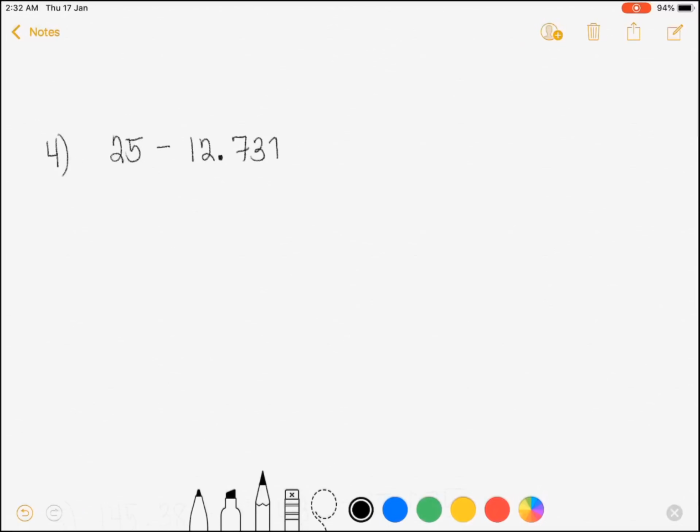So, this time we have 25 minus 12.731. So, ganun pa rin, align pa rin natin yung mga decimal point. But notice, napansin nyo yung 25, wala siyang decimal. So, isusulat natin, 25, and then dun sa baba, we have 12.731. And we have to subtract them. So, notice nyo, yung 25 walang decimal point at wala siyang katapat na value doon sa 731.